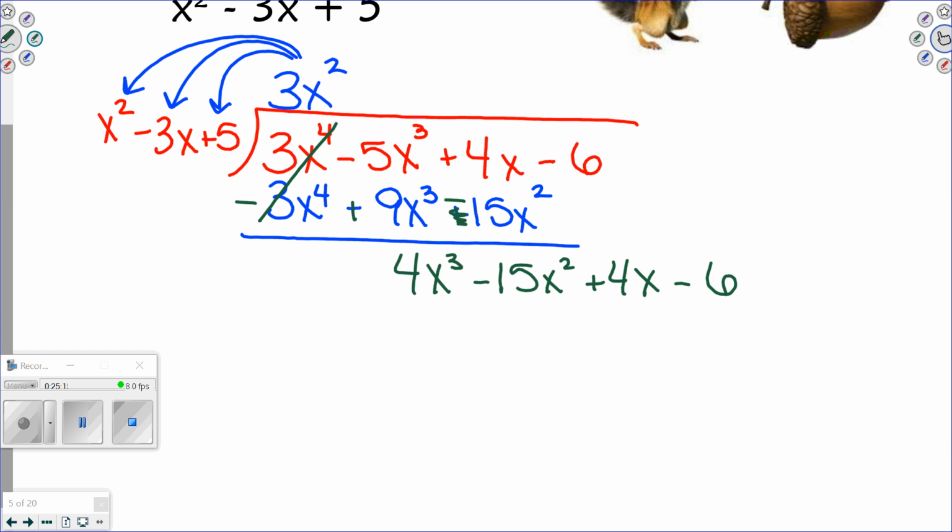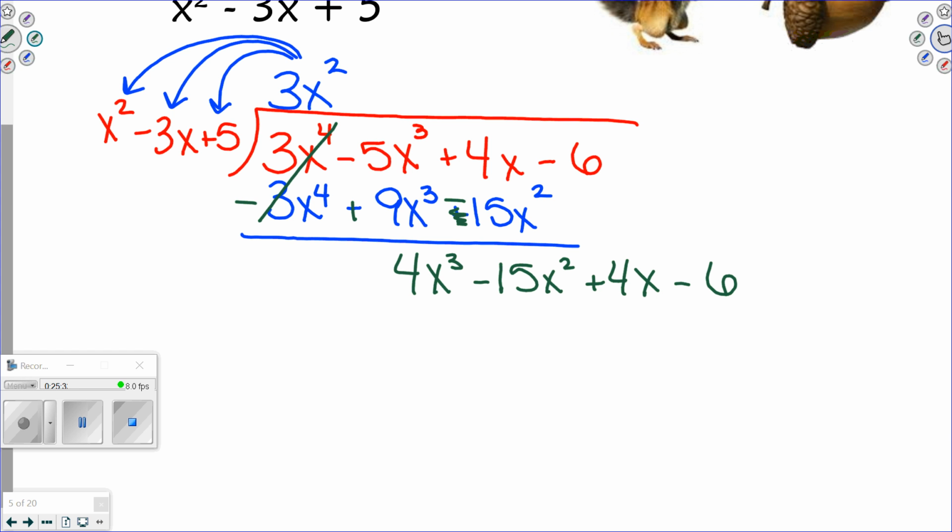So be careful. Again, because that x squared was missing in the original problem, not everything lined up perfectly. So if they don't line up as like terms, that's fine. Just put them all in your problem. We'll just move on from there. It happens.